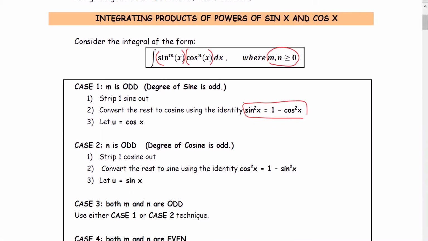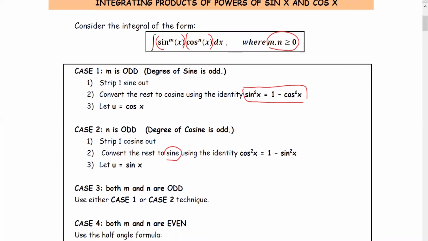Case 2, where n is odd or the degree of the cosine is an odd number. This time, step 1, we're going to strip one cosine out, and step 2, convert the rest to the sine term using the identity cosine square x equals 1 minus sine square x. And step number 3, let u be sine of x. Again, finish the rest of the problem using the U-sub technique.